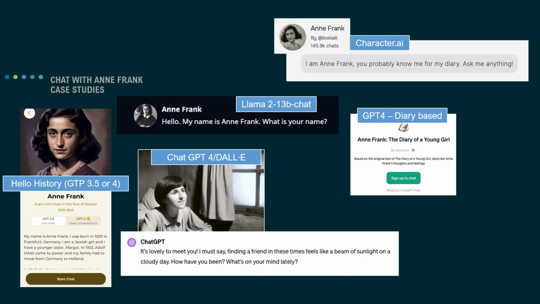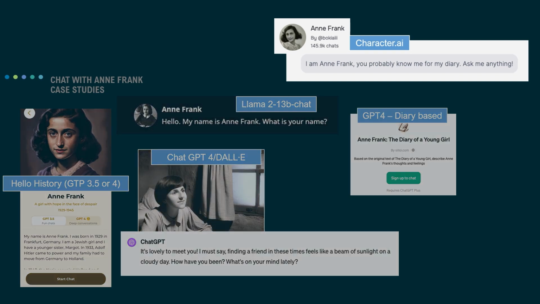Another reason was that I actually found quite a few representations of her on different platforms, as you can see here. So far I've explored Anne Frank representations on platforms like Character AI, Hello History, and a version based on her diary created using GPT-4.